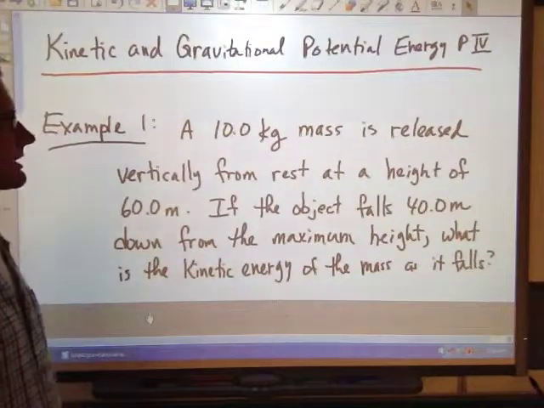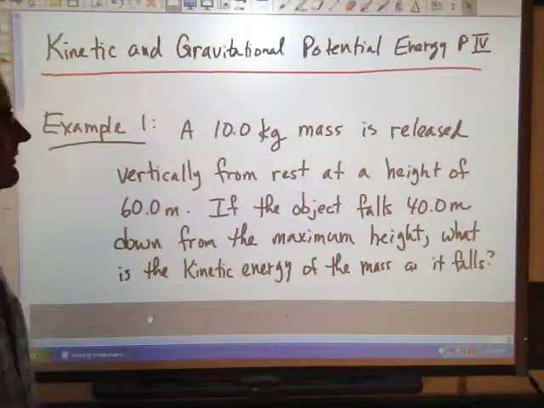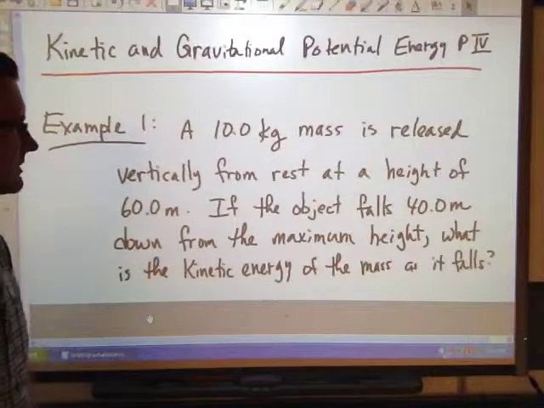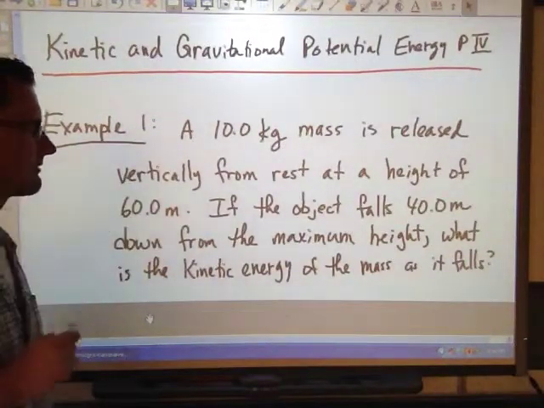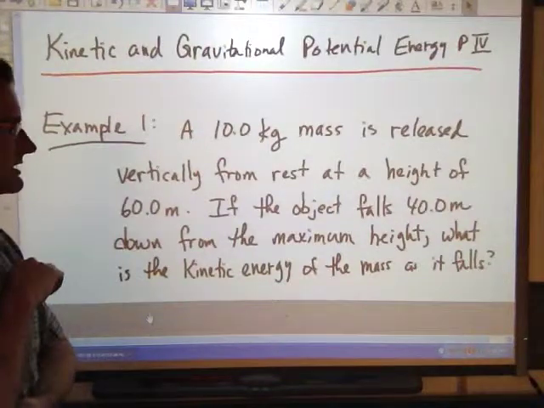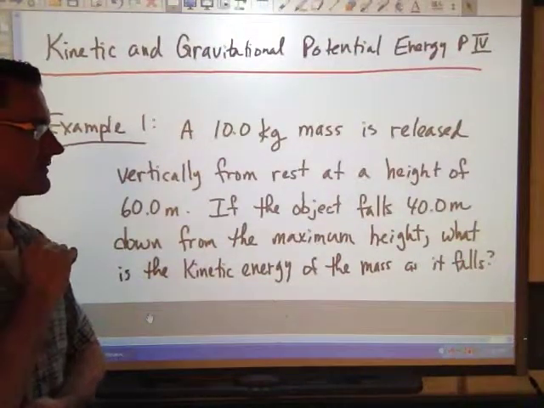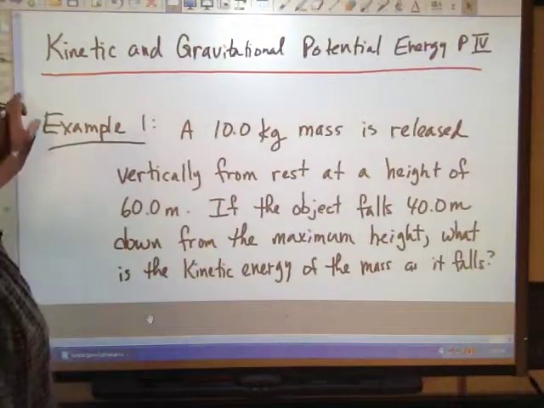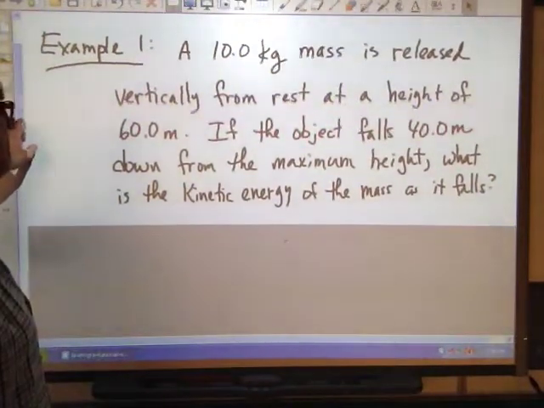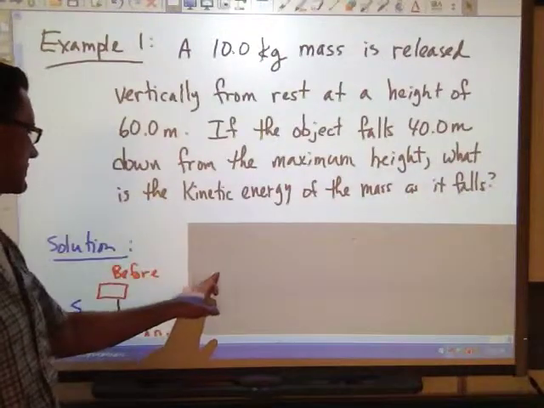A 10.0 kilogram mass is released vertically from rest at a height of 60 meters. If the object falls 40 meters down from the maximum height, what is the kinetic energy of the mass as it falls at that point? So, if I didn't give you one, you need to draw one. Draw a little sketch of that.